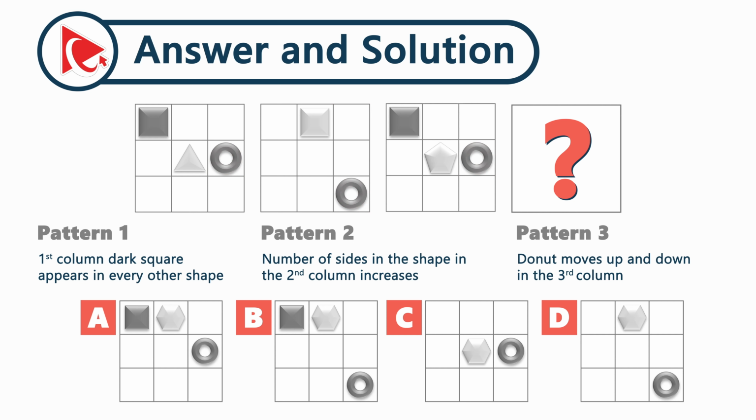Let's go back to the original question and construct the missing object. Based on what we've learned, the missing object should have no shapes in column 1, it should have a hexagon in the top row in column 2, and then it should have a donut in the bottom right corner. Which means that the correct answer here is choice D.